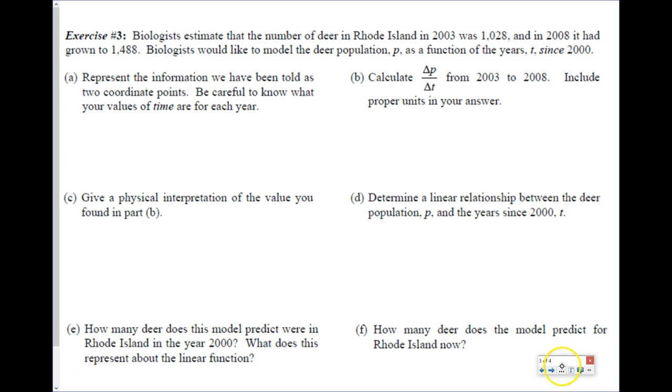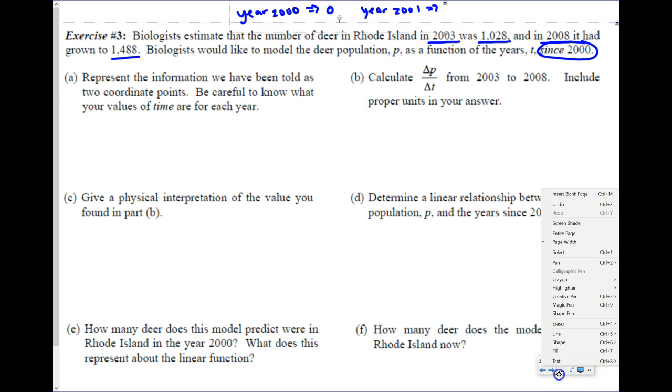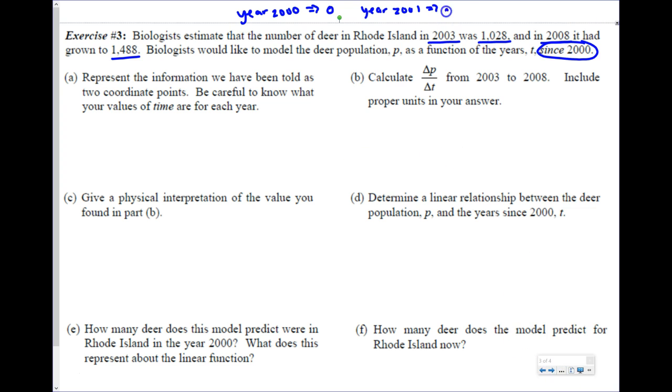Okay, so we've got important information here that I'm going to underline. In 2003, there were 1,028 deer, and in 2008, there were 1,488. And this is important too: "since 2000." You're counting the years starting at 2000. So the year 2000 is like saying the number 0. The year 2001 is like saying the number 1. So it's a little bit different than just plugging in these years. You actually have to think about what they mean: 0, 1, 2, 3, 4, and 5.